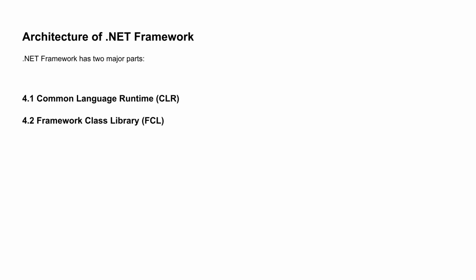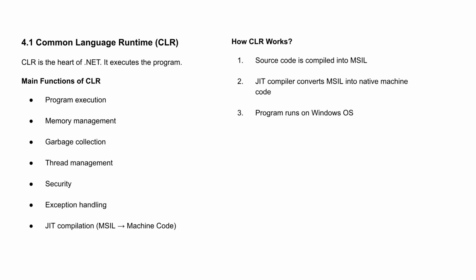Architecture of .NET framework. The .NET framework has two major parts: 4.1 Common Language Runtime (CLR) and 4.2 Framework Class Library (FCL). 4.1 Common Language Runtime (CLR). CLR is the heart of .NET. It executes the program. Main functions of CLR: program execution, memory management, garbage collection, thread management, security, exception handling, JIT compilation, MSIL to machine code.